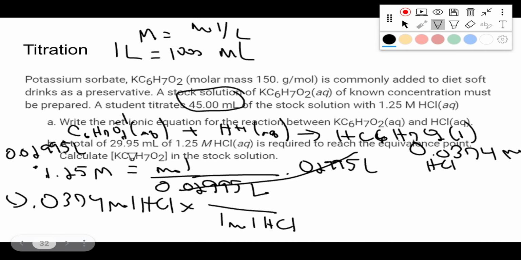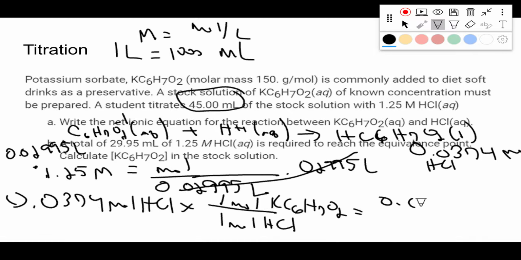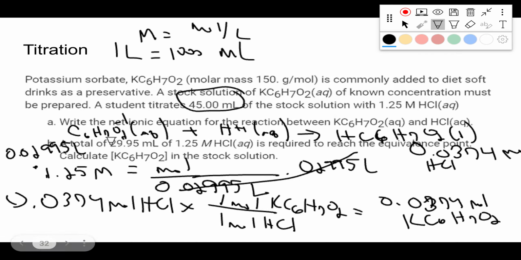And so then on top, I'm trying to get to KC6H7O2. So again, if I went back to my original equation, I had it written up here. Hopefully you wrote it down too. It was also 1. So 1 mole of KC6H7O2 gives me, well, since it's 1 and 1, then my final substance is just going to be 0.0374 moles, but now it is KC6H7O2. That is my number of moles. This is asking for concentration, so I'm not quite done.